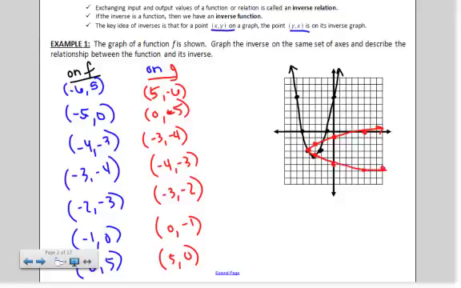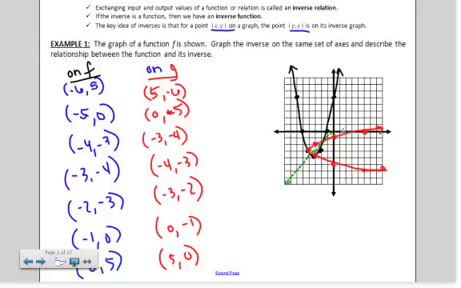That is clearly not a function. But it is an inverse relation. Why? Because we inverted the x's and the y's. But the cool thing that you should notice is if we can draw it, we're trying to draw what is called the y equals x line. And the y equals x line is that diagonal line that goes through the origin.